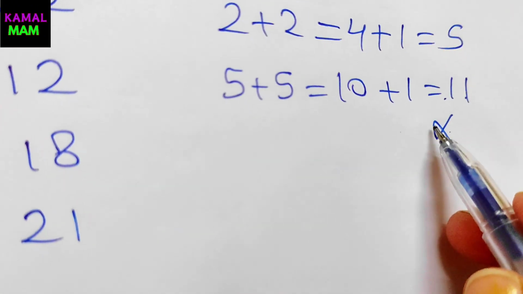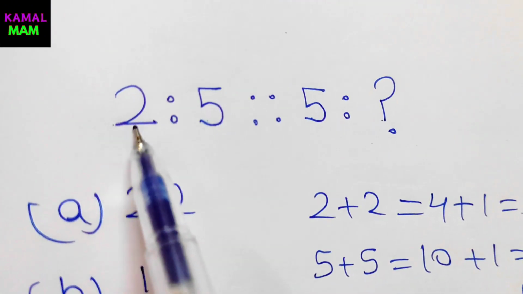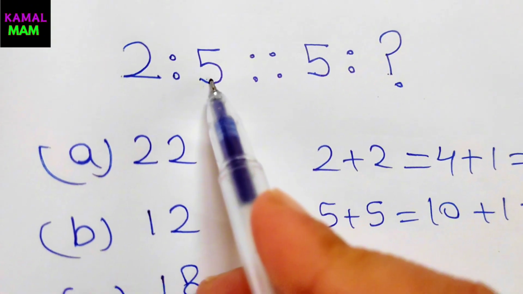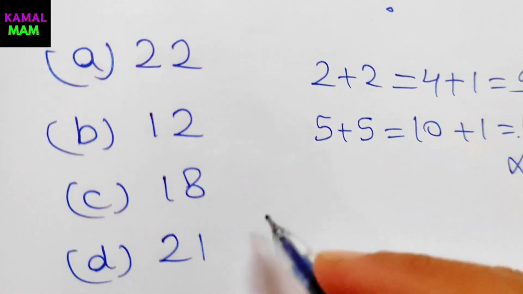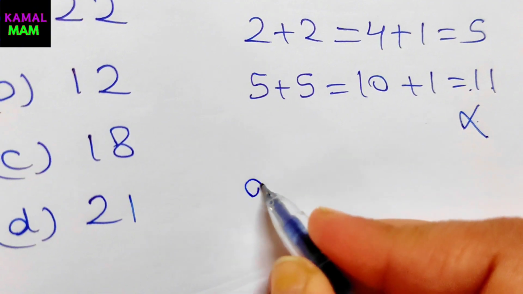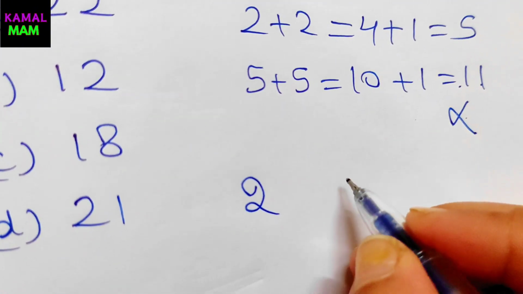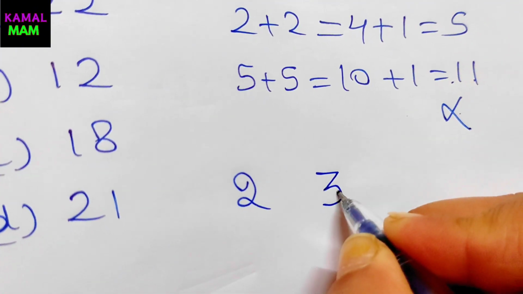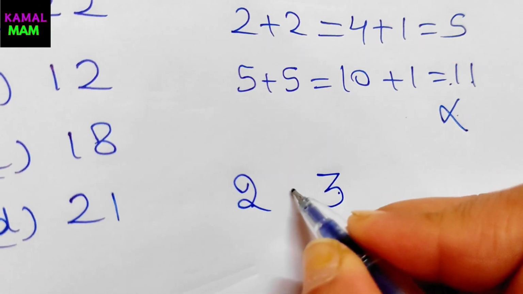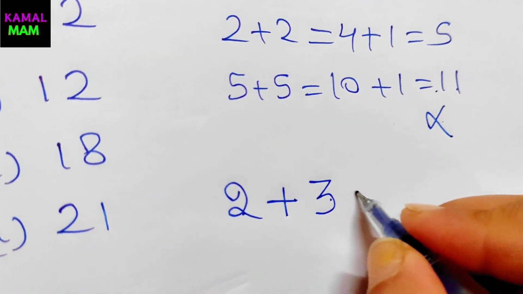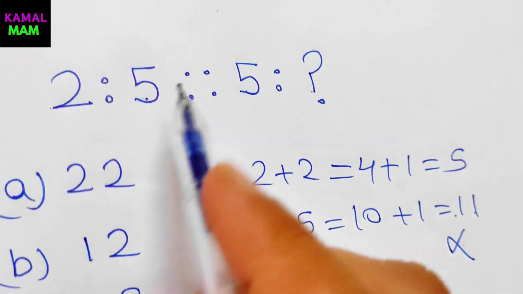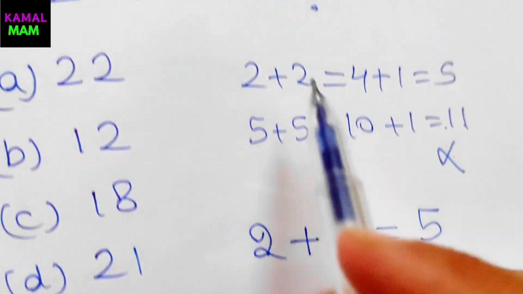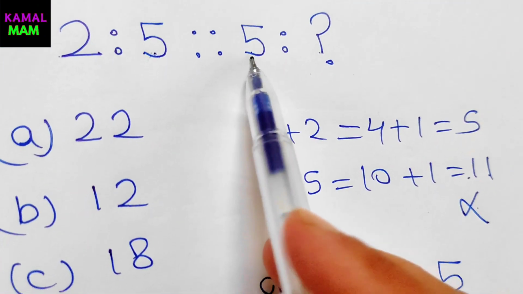We have to try some other way, as 2 and 5 are both prime numbers. Okay, so what comes after 2? After 2 it's 3. 3 is also a prime number, and 2 is also a prime number. When we add both these numbers, we get 5. Okay, means this one. So do the same with this one.